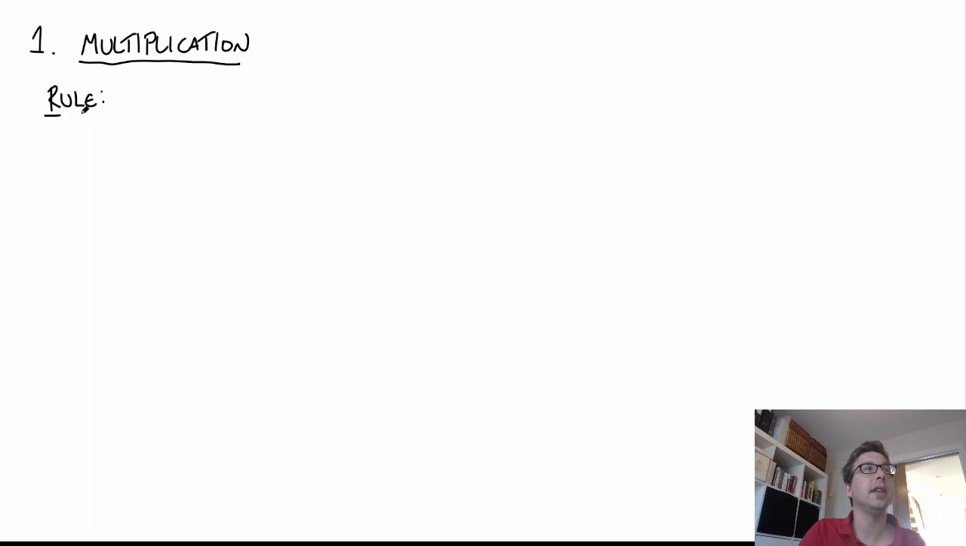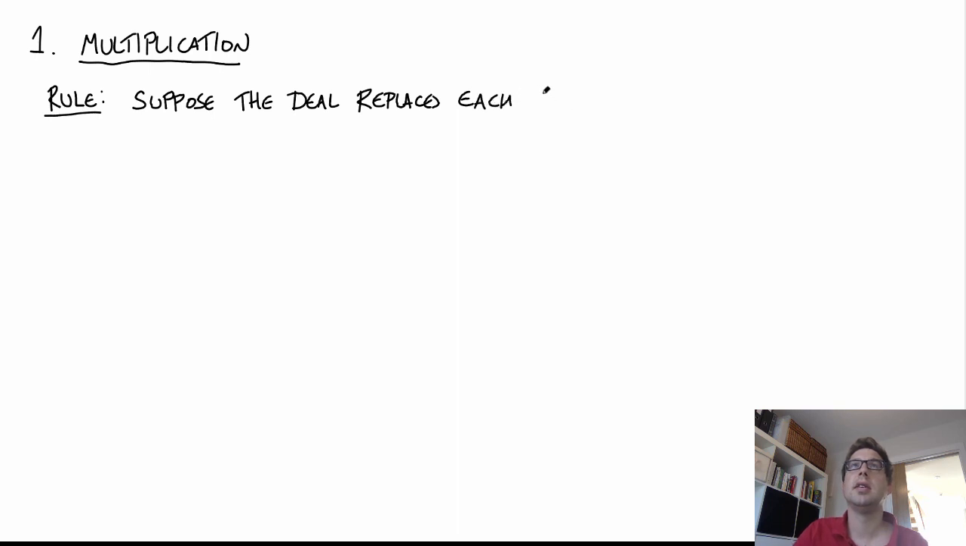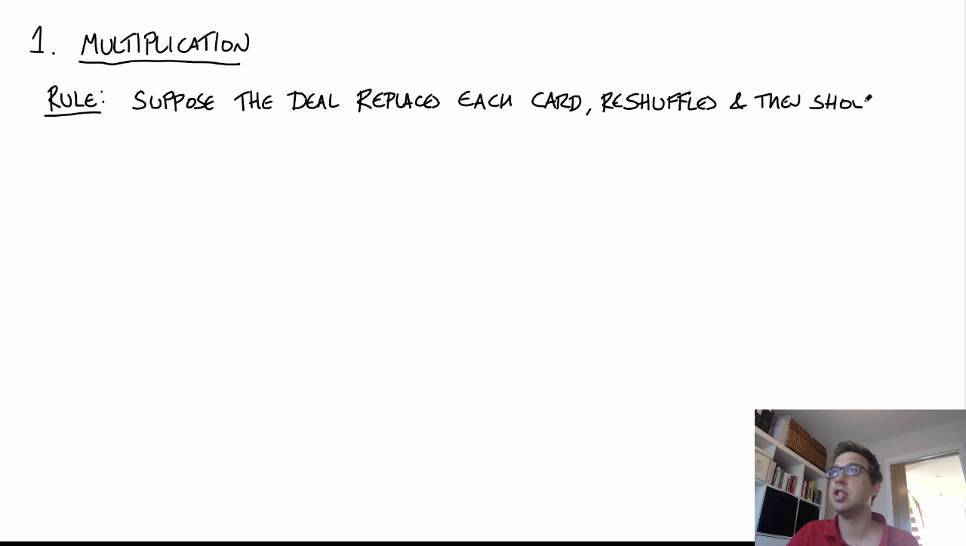So the rule that I'm really considering here within that framework above is that the dealer replaces each card, reshuffles, and then deals a new card, shows a new card.